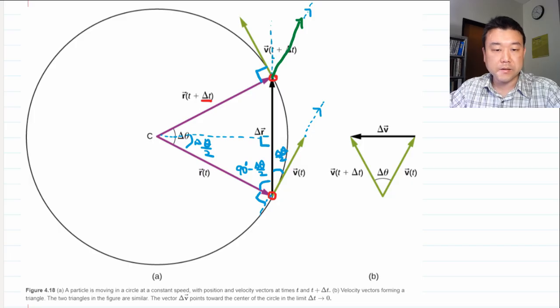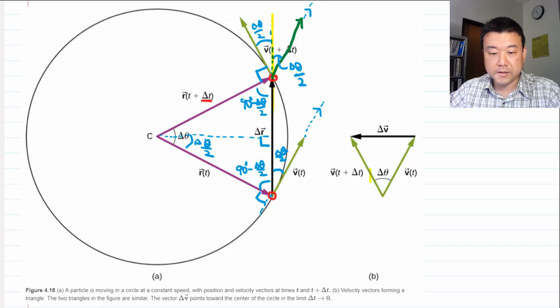That means this angle here is also delta theta over 2. And the angle here is 90 degrees minus delta theta over 2 for the same reason as below. And looking at this straight line here, the angle here, when added to the other two angles, should be 180 degrees, which means the only angle this can work out to is delta theta over 2. And that's how we get this figure here, with delta theta between the two velocity vectors.